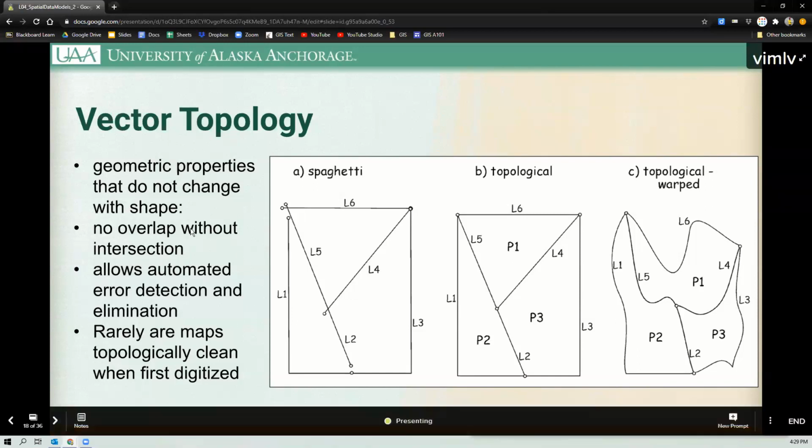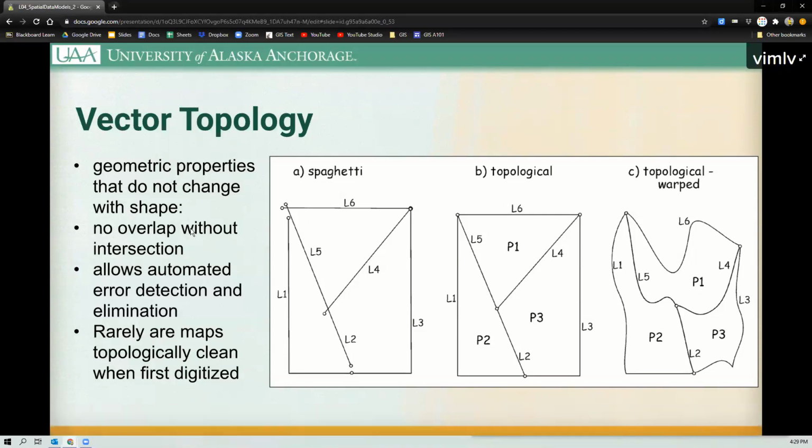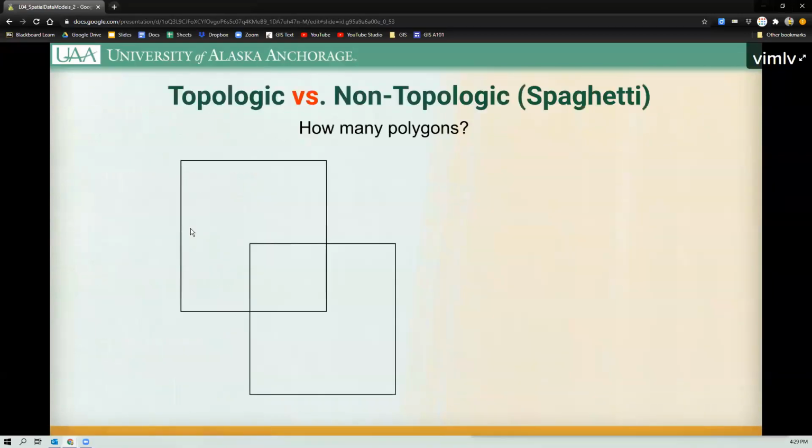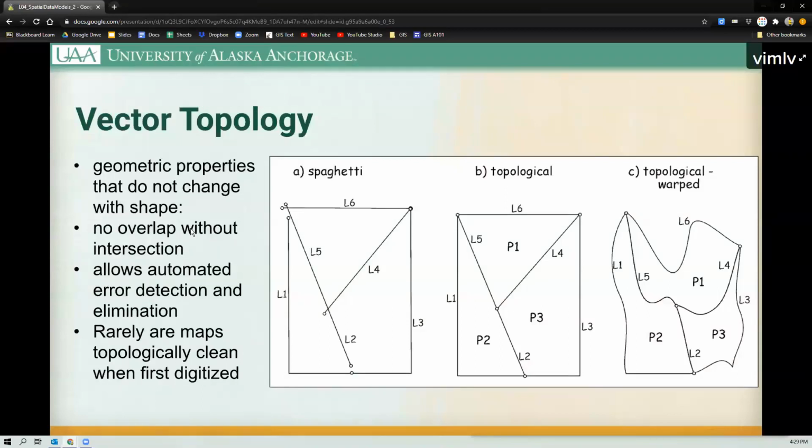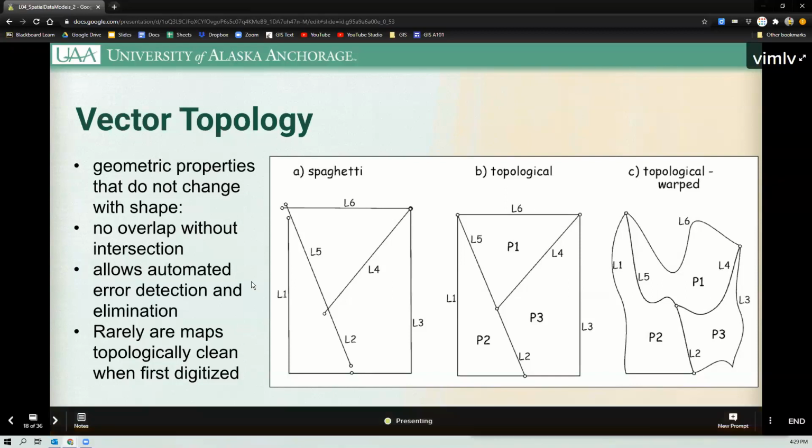So the general rules of topology is that you must have, I must have moved that one down, sorry. You must have no overlapping lines, and your polygon and line features have some information about adjacency, which tells you how the polygons are related. And we'll come back to the rest of that.